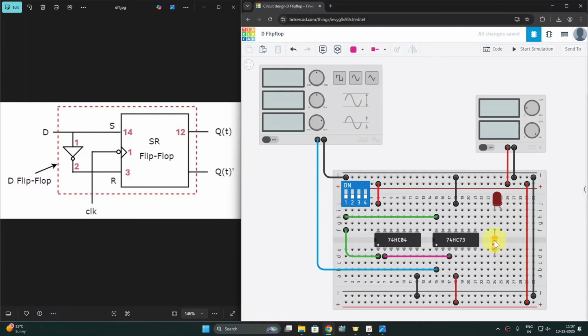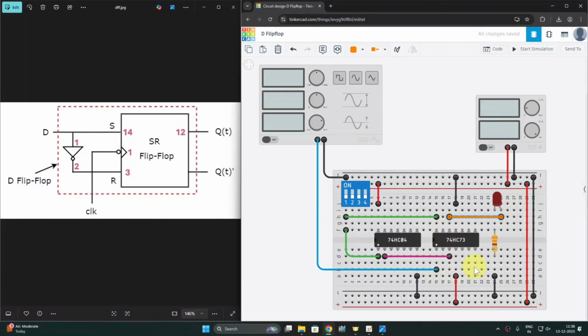So one of the terminals must be connected with a current limiting resistance, which should be grounded. Okay, so I will connect this current limiting resistor with ground like this. And the anode of this LED must be connected with pin number 12, because pin number 12 is our output. So now I am connecting pin number 12 with the anode of the LED. Okay, so friends, in this way your connections are over.